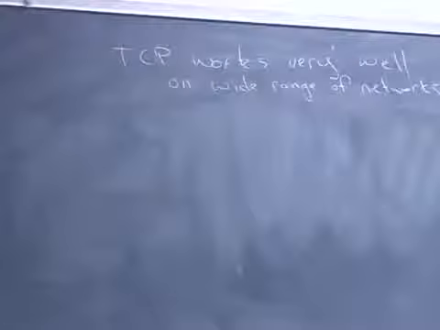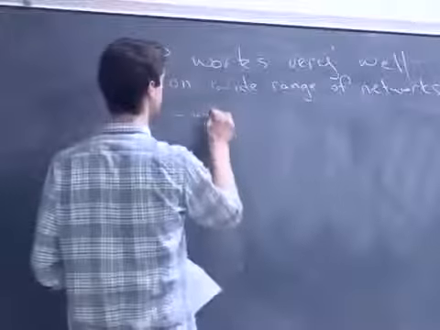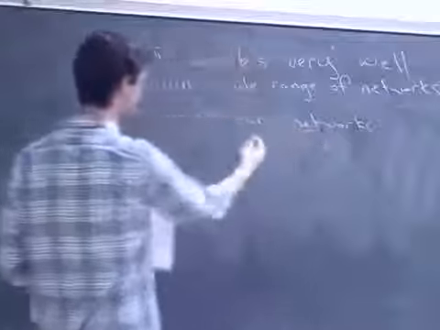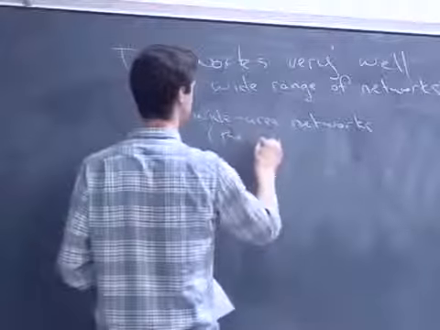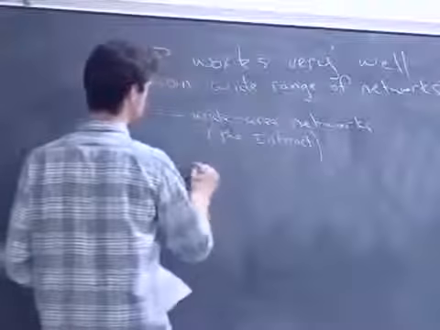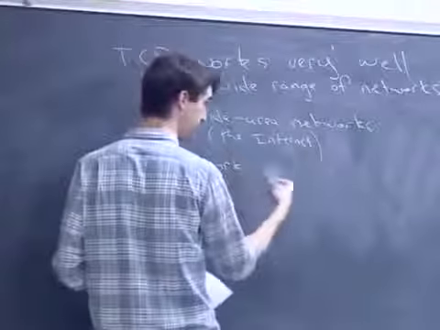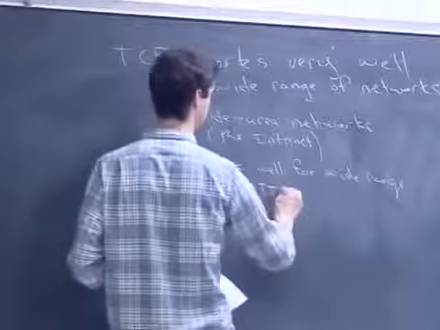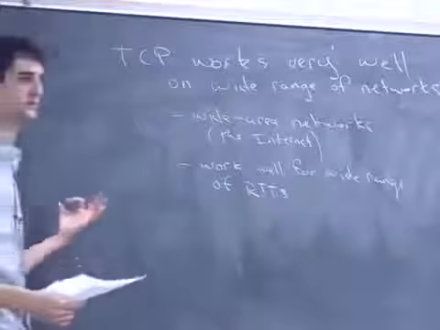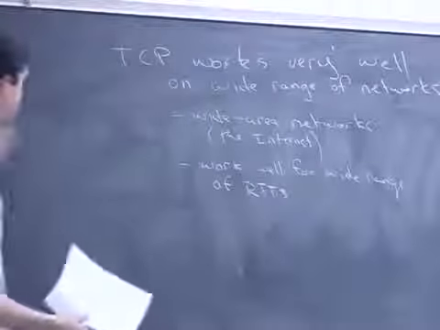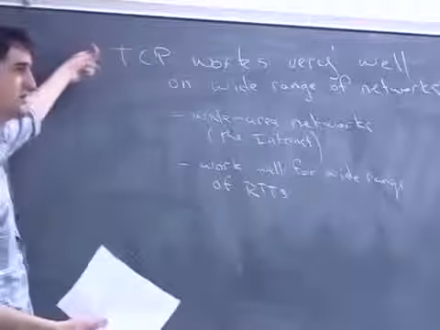And in particular, it works really well on the networks that it was designed for, which are wide area networks. And this is what the internet is. It works very well on these wide area networks, works well on a wide range of round trip times. Now, the examples I gave you were sort of corner cases where we're communicating with the moon. Obviously, on Earth, you're never going to have a round trip time that's that large, right? So that's sort of a corner case, and TCP wasn't designed for that, so it's no surprise it doesn't perform that well on it.